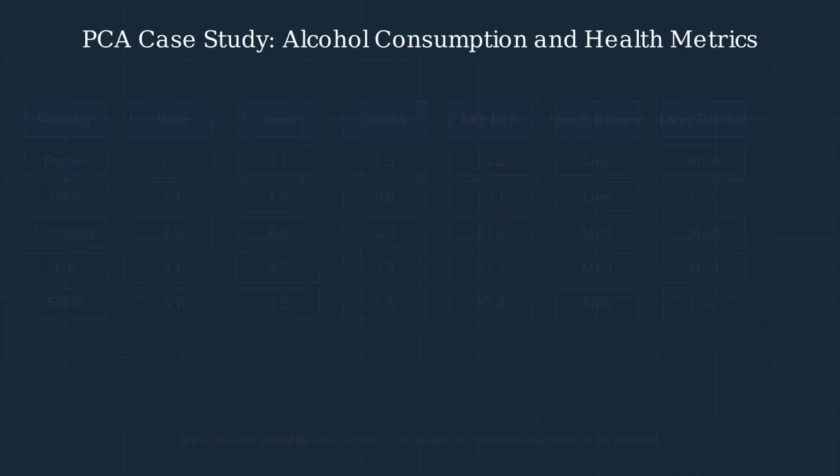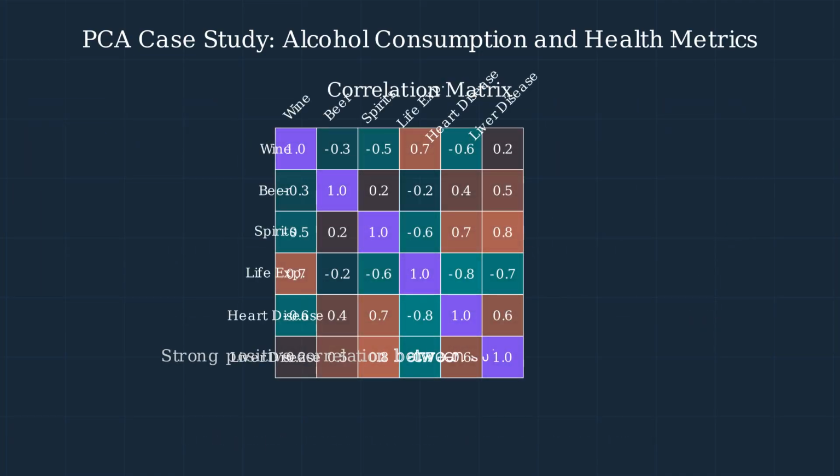Before applying PCA, we examine the correlation matrix to understand relationships between variables. We can observe strong correlations, such as a positive relationship between spirits consumption and liver disease, and a negative correlation between life expectancy and heart disease.